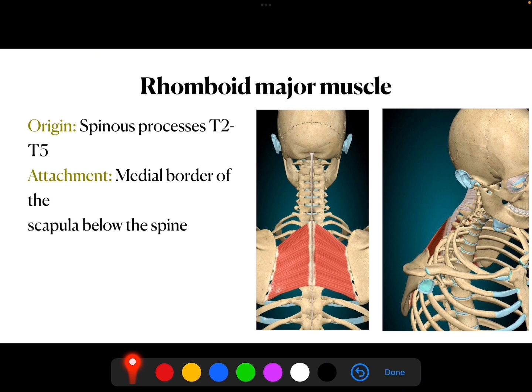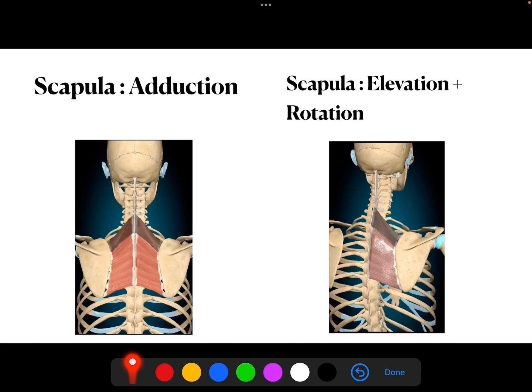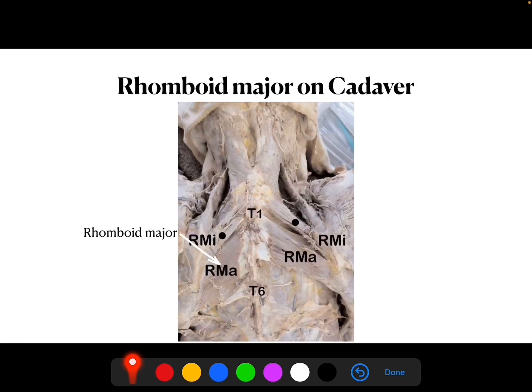Rhomboid major muscle. It originates at the spinous processes from T2 to T5 and attaches at the medial border of the scapula below the spine. Actions performed by this muscle: adduction of scapula, elevation plus rotation of scapula, this is what rhomboid major muscle looks like in the cadaver.